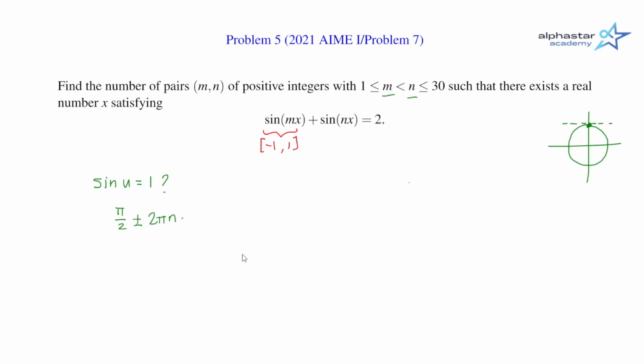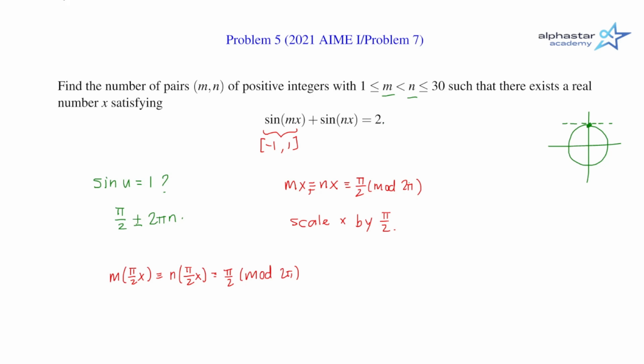Okay, with that out of the way, we know that this is only true if there exists an x such that mx and nx are both pi over 2 mod 2 pi. Note that x can be any real number. So we can make a simplification here where we just scale x by pi over 2, so that we get m times pi over 2 x and n times pi over 2 x. We can just divide through by pi over 2, and we get mx and nx are both 1 mod 4.